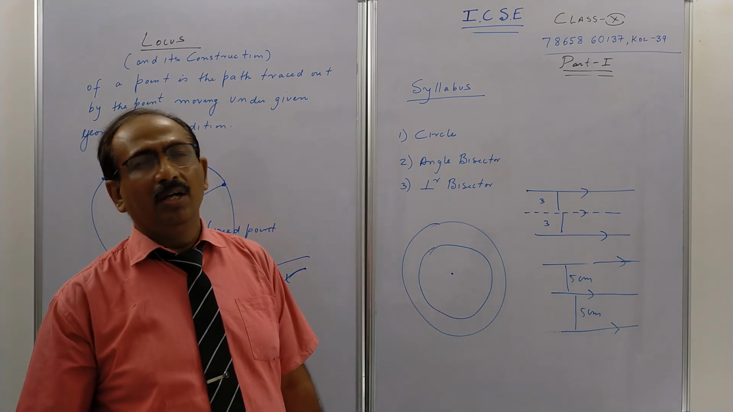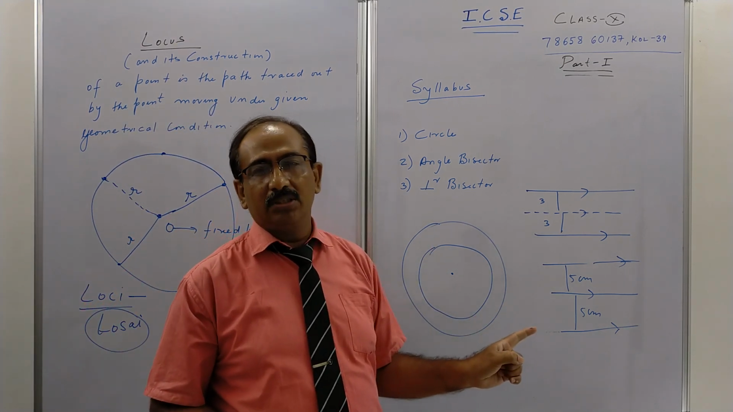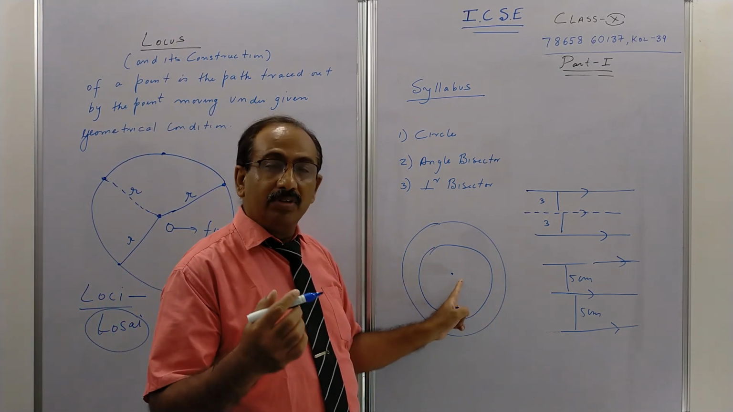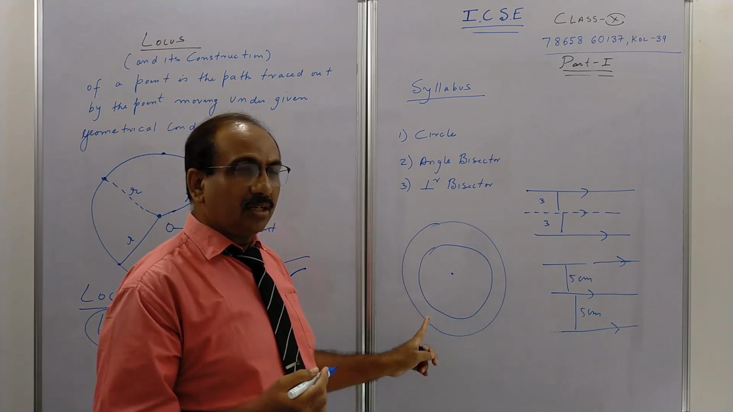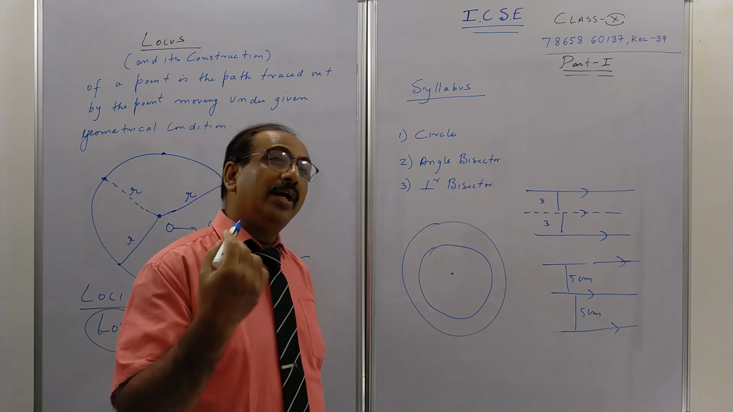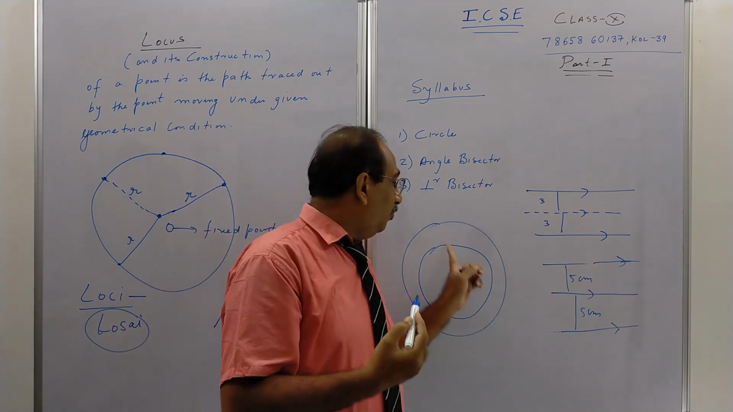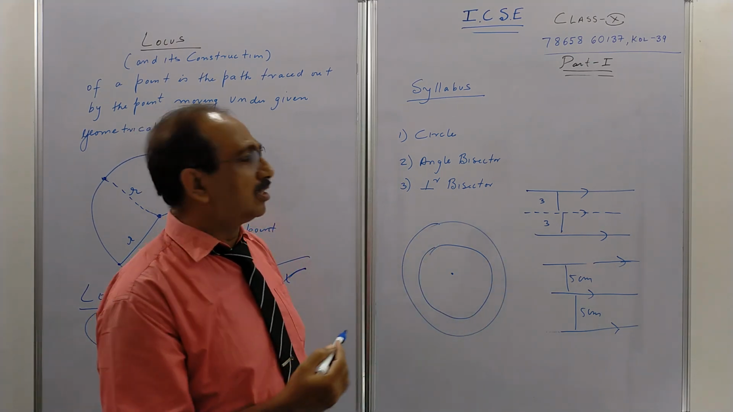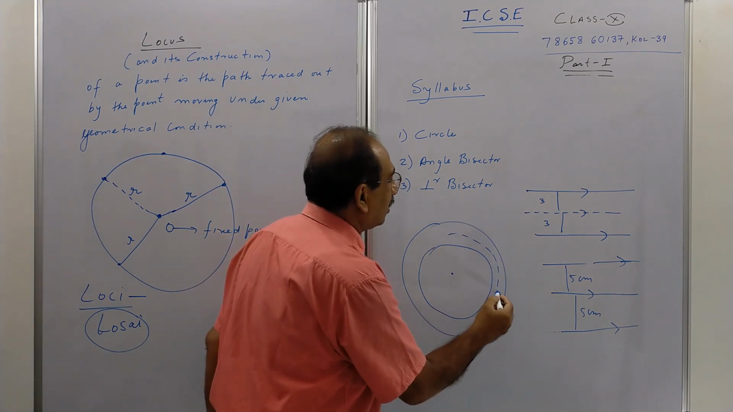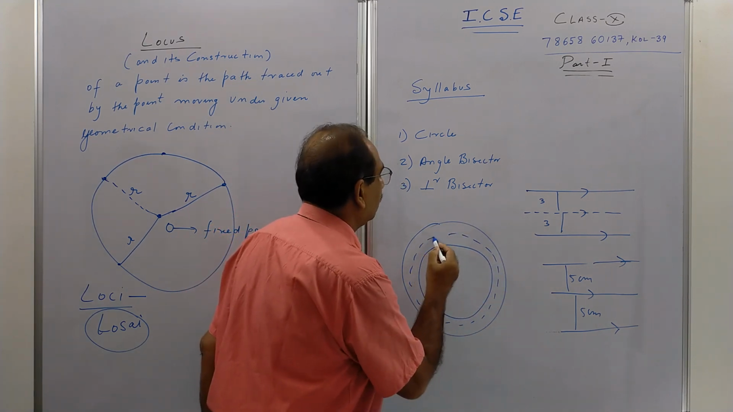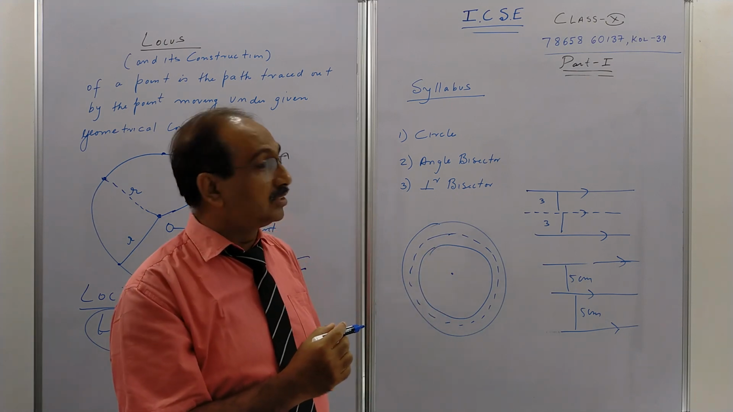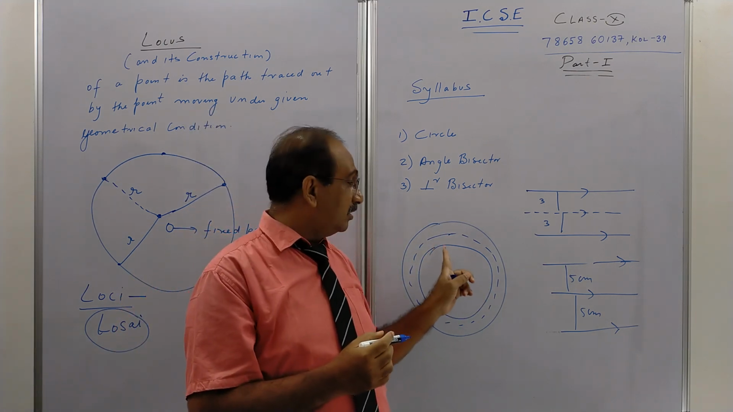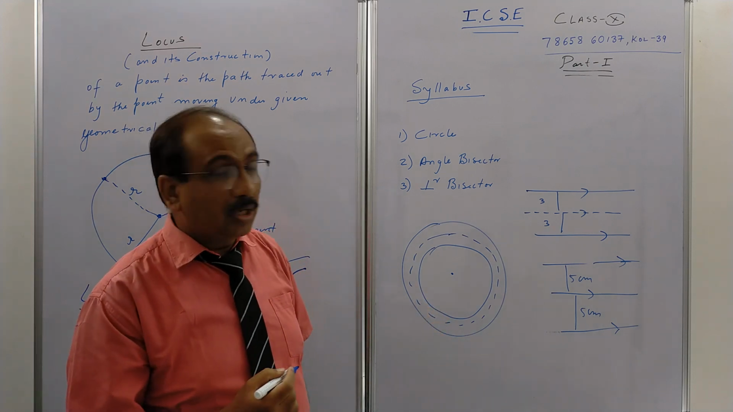Suppose there are two circles. They are called concentric circles, meaning, children, circles with the same center. You want to find the locus of a point which will always be equidistant from these two circles. It will be a third circle in between. The locus of a point which is always equidistant from two given concentric circles will be a third concentric circle in between them.